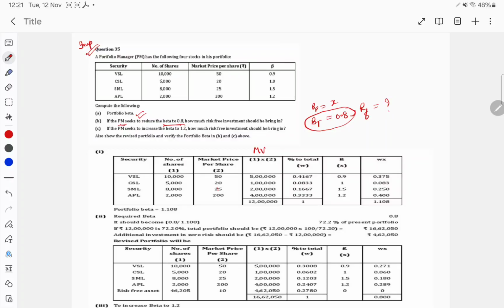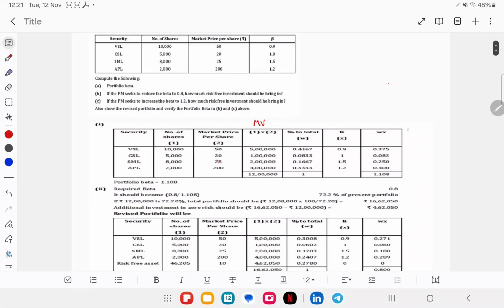And the third one is that if the portfolio manager wants to increase the beta to 1.2. Basically, if earlier it was X and the portfolio manager is now expecting the target beta to go to 1.2, what will be the risk-free rate then? Okay, so this was the basic understanding of the question. Now we are going with the solution of this.